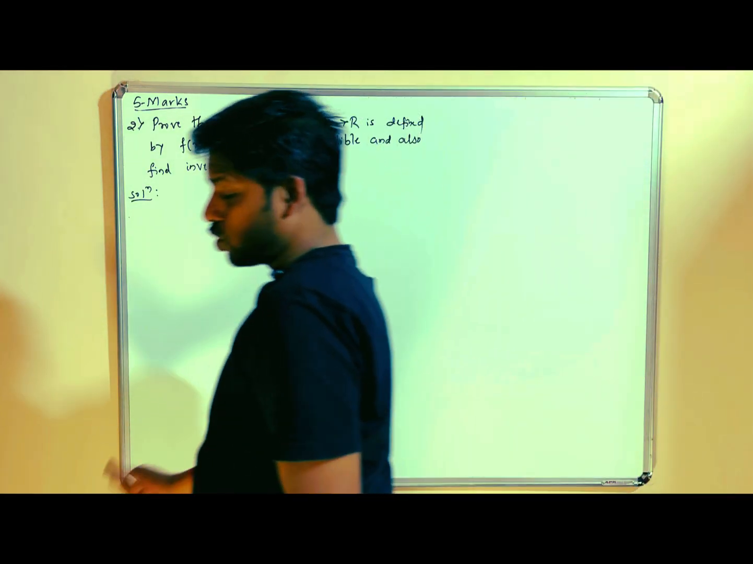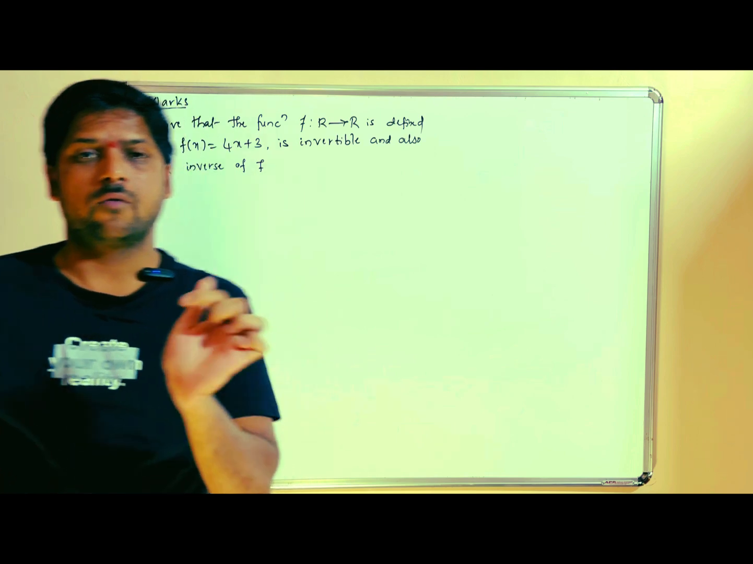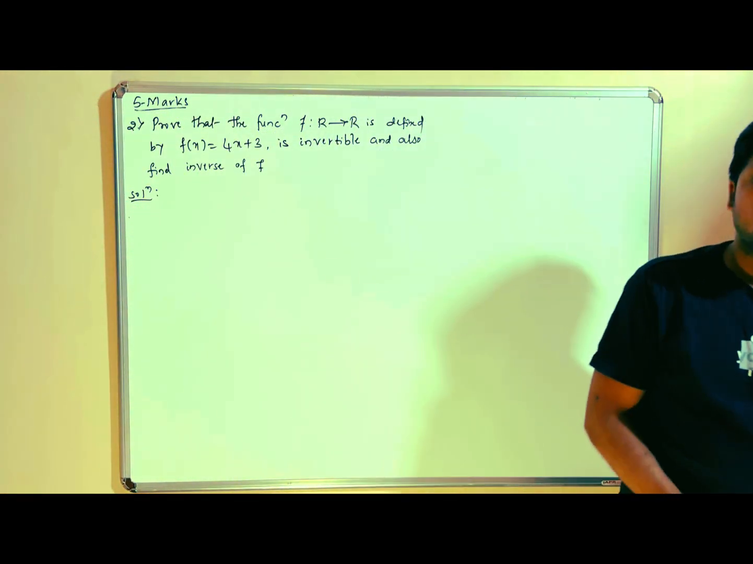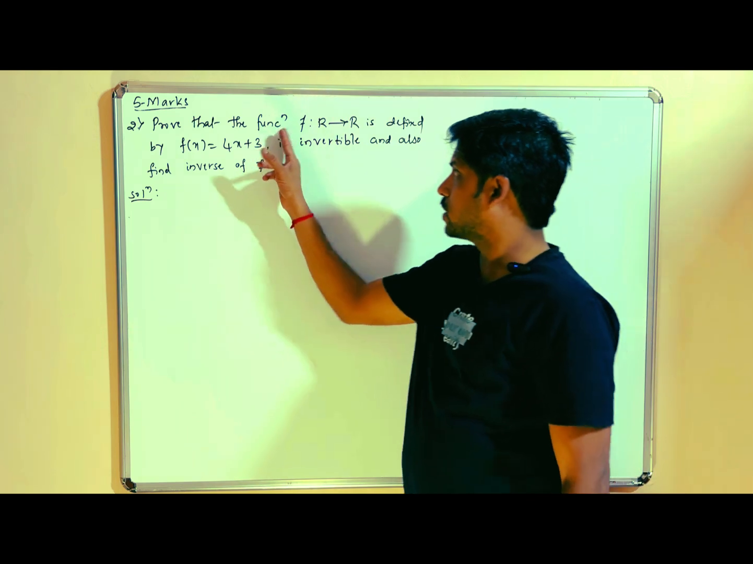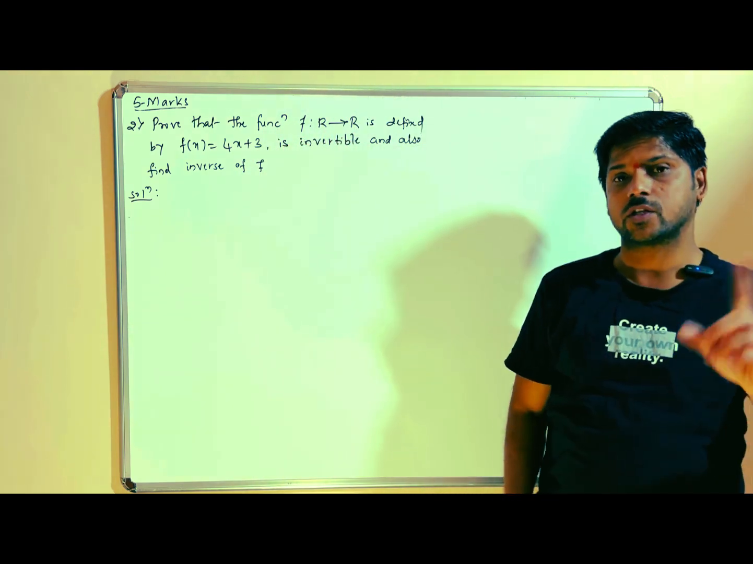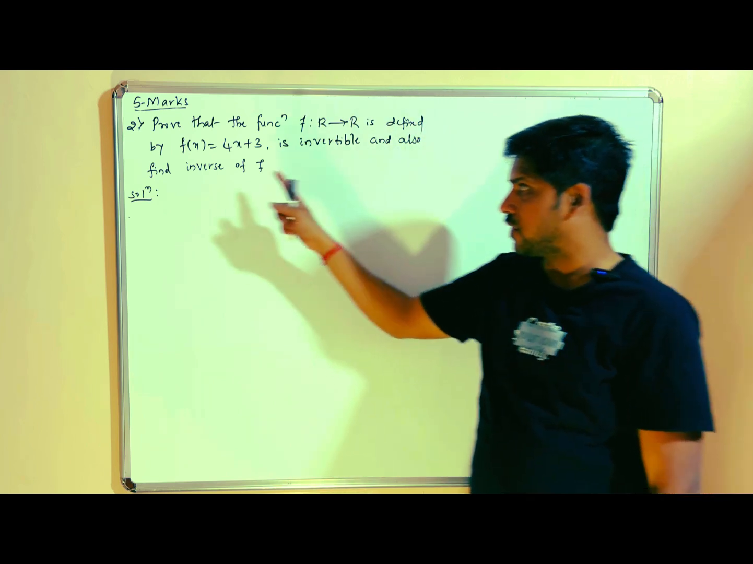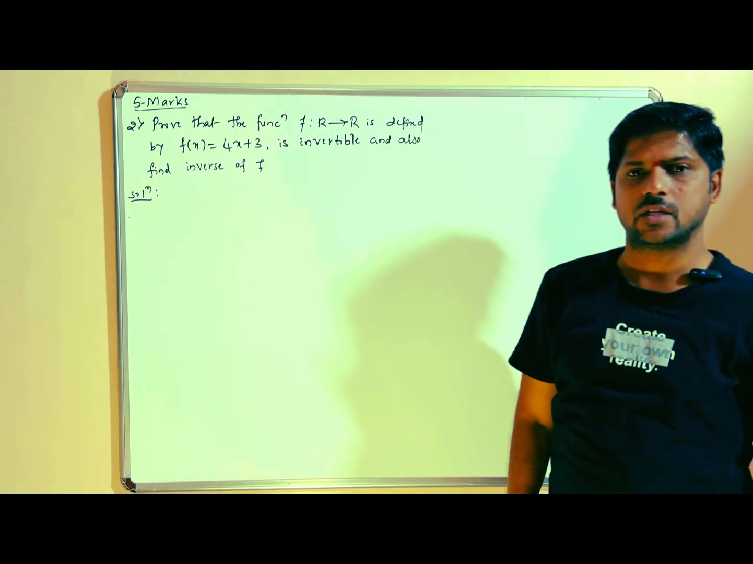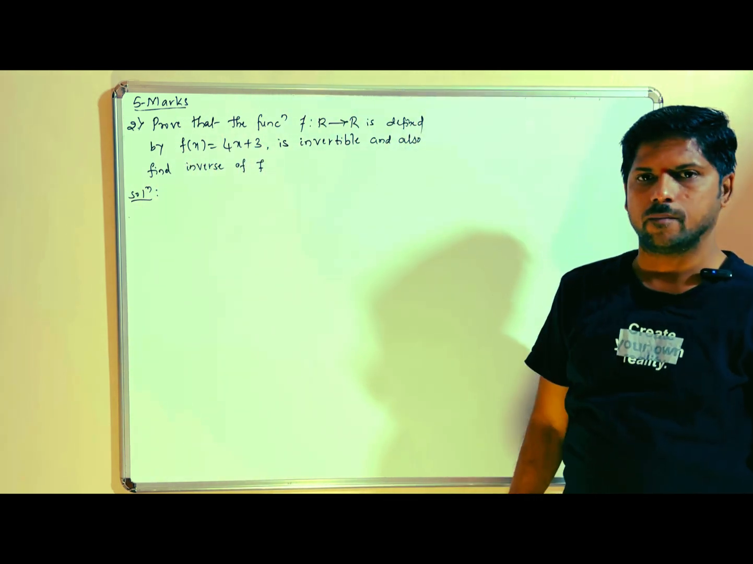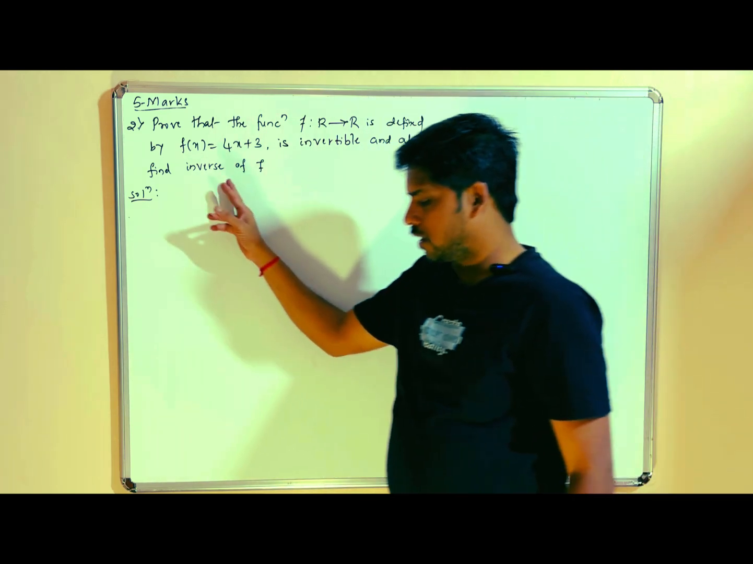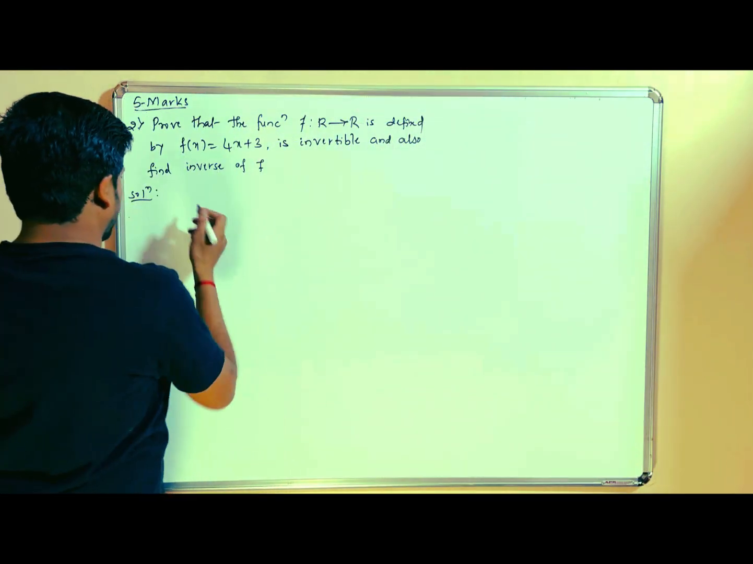So same question, same function, but the way of asking is different. Prove that the function f from R to R, defined by f of x is equal to 4x plus 3, is invertible. And also we have to find f inverse. Find the inverse of f.